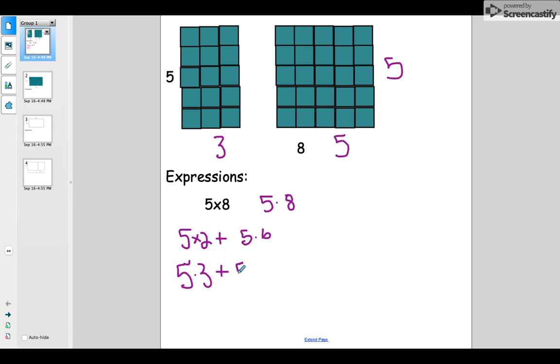and do 5 times 5. Again, I haven't changed my number of tiles. I'm still working with the original 40 tiles. I'm just writing it in different ways by breaking it into 2 groups and then adding them both together.